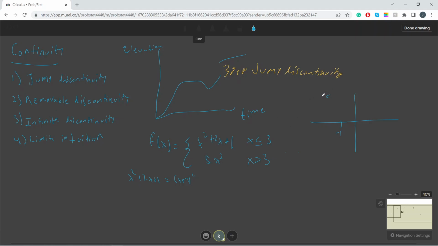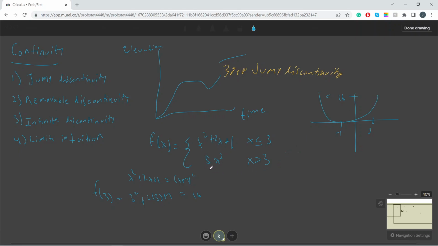But the point is, we see that f of 3, this is where the supposed jump might start to happen. So f of 3 equals 3 squared plus 2 times 3 plus 1, which equals 16. So at 3, you'll be at 16. Let's say it was right here. So the first piece will look something like that.